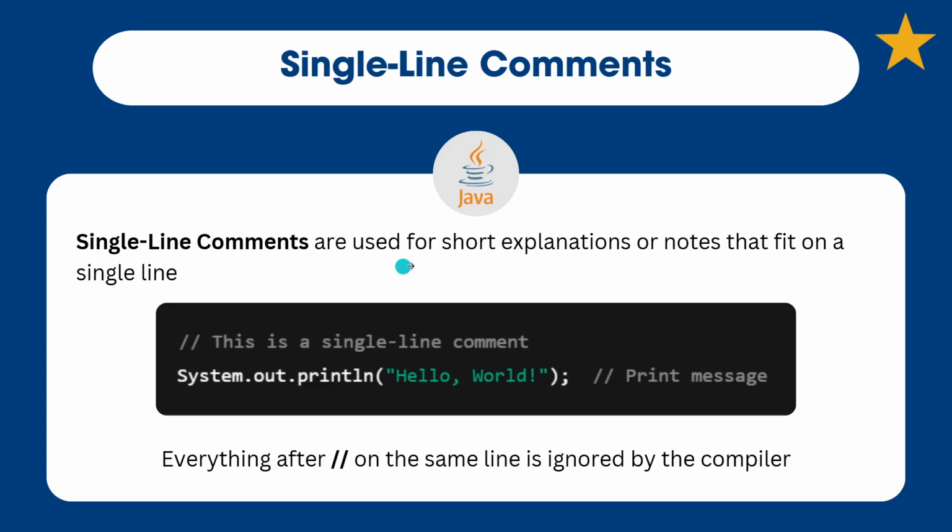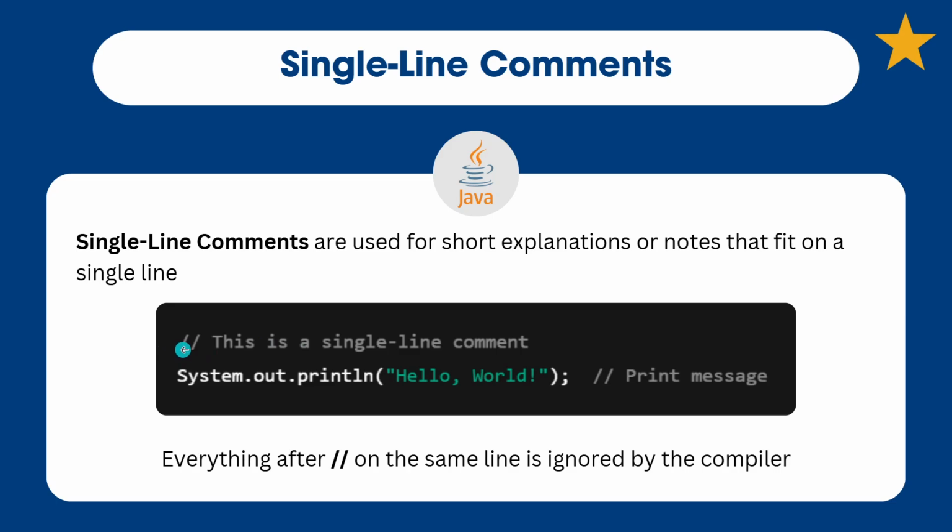These are for short explanations or notes that fit on a single line. So if it's a short comment, nothing too long, you can use the double forward slash. That's going to be where your question mark is. You hit shift question mark, that's how you do a slash. Two of those, and that'll be read by the compiler as a comment.